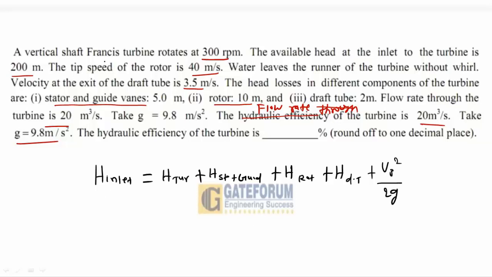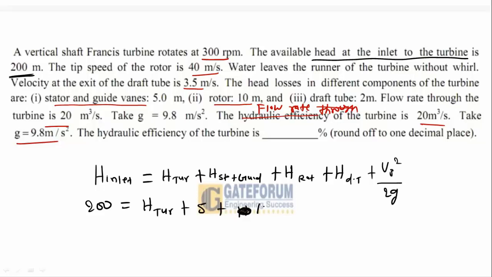So what is the H inlet? Here it is given the available head at the inlet of turbine is 200 meter. So we can write 200 meter equal to H turbine plus H stator guide, which is given 5, rotor 10, and draft tube is given 2. And what is the velocity you are going to get here?